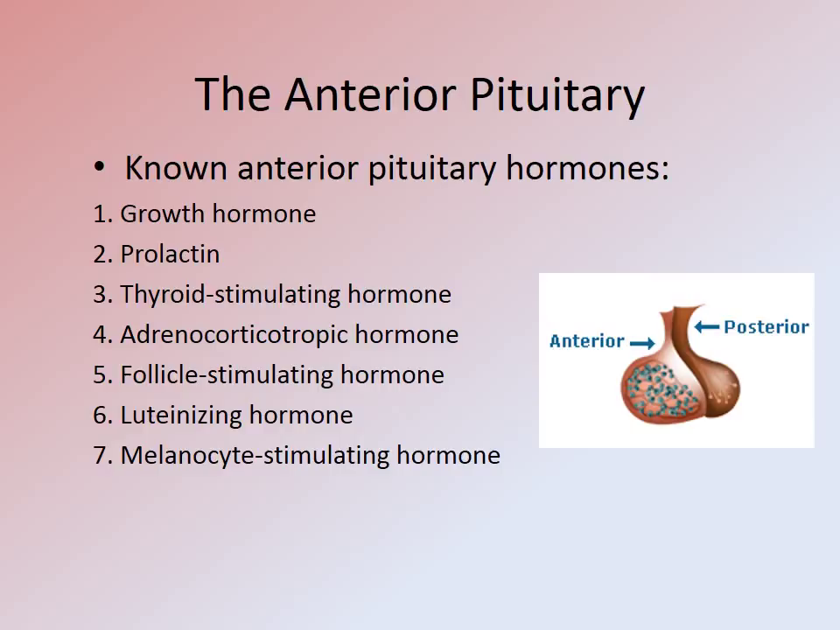So the anterior pituitary gland, these are known hormones that are produced by the anterior pituitary gland, and we're going to talk about every single one of these, okay? So it has a much bigger role than the posterior pituitary gland. It produces growth hormone, prolactin, thyroid-stimulating hormone, adrenocorticotropic hormone, also ADH, follicle-stimulating hormone, luteinizing hormone, and melanocyte-stimulating hormone. So we're going to go through each one of those.